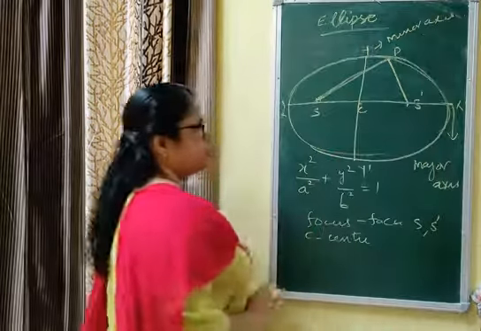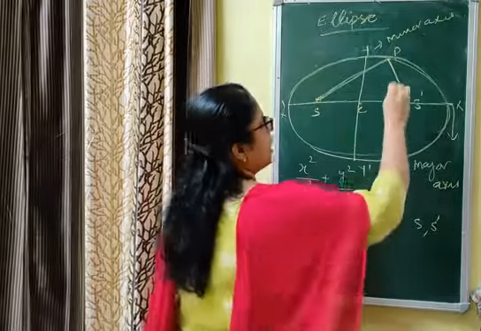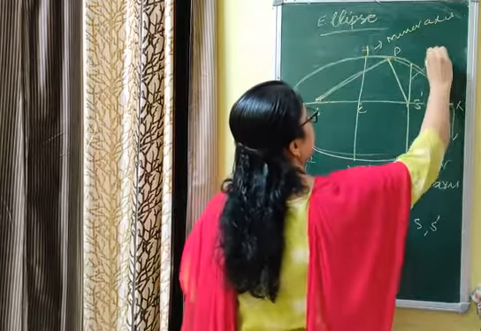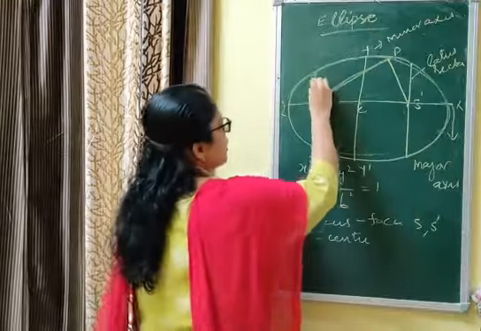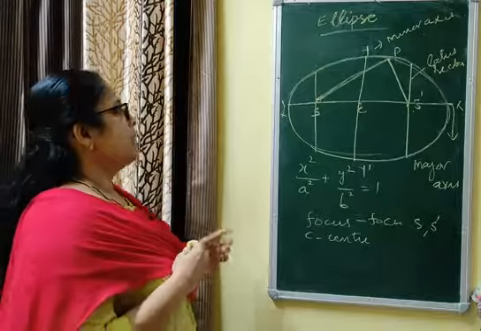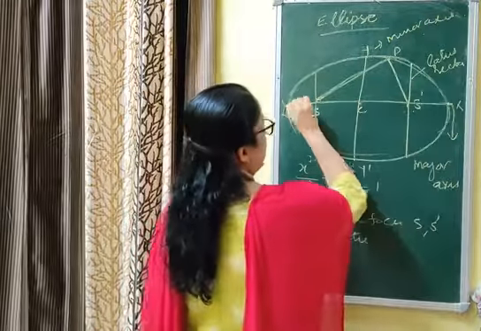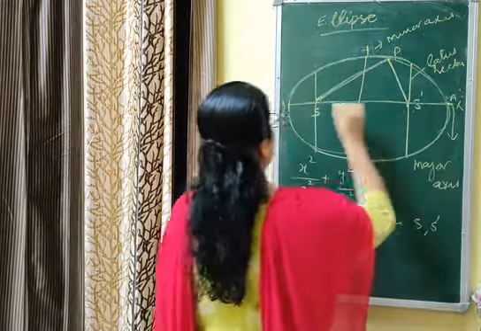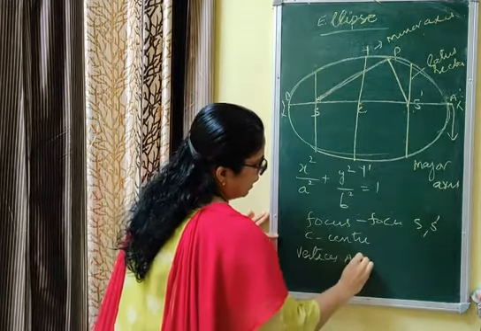And the line, as usual in the parabola, passing through the focus perpendicular to the axis is called the latus rectum. Since there are two foci, there are two latus rectum. One is through S dash, one is through S. Now, the point of intersection of the major axis with the ellipse is called the vertex. Here it is A, and here A dash. There are two vertices, A comma A dash.